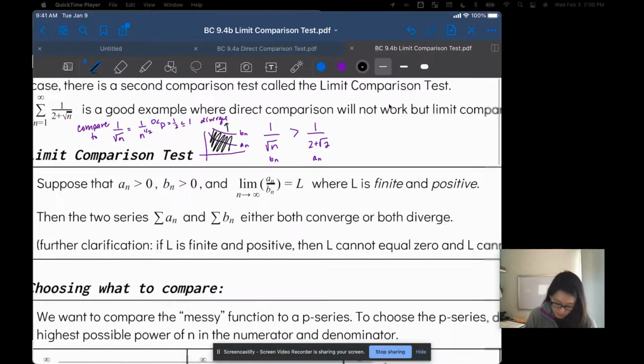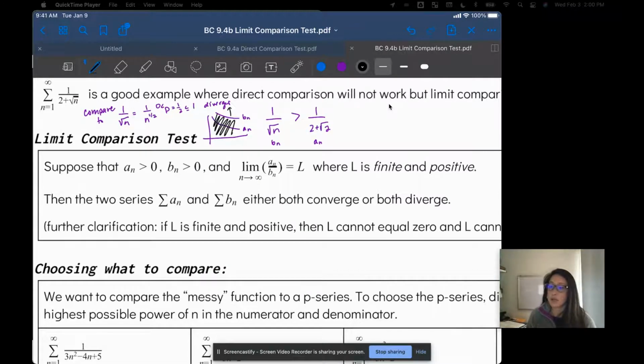So we're going to use a different test called the limit comparison test. Basically we're going to compare our series to another series that has the same or a very similar rate of change. So we can generalize what is happening with the series. a sub n has to be positive, b sub n has to be positive, and then we need to take the limit as n approaches infinity of the ratio of a sub n to b sub n, and it has to equal a finite number.